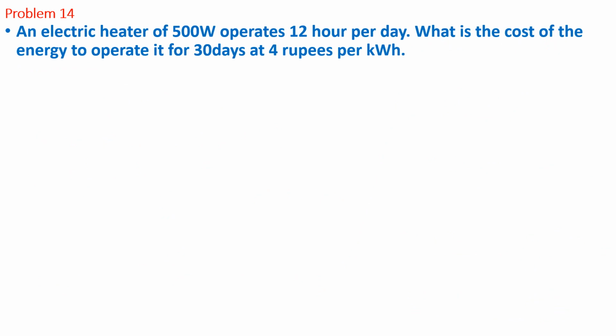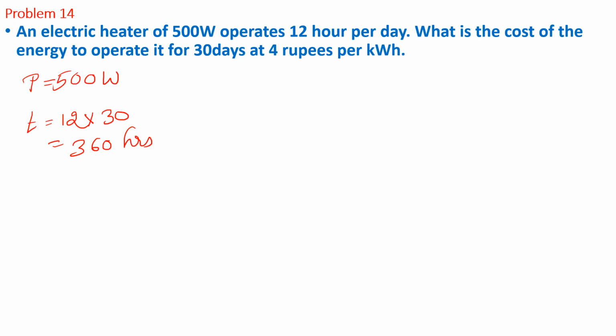The next question which is asked is: an electric heater of 500 watt. That is given. What is watt? Watt means nothing but power. Power equal to 500 watt. It operates for 12 hours per day. What is the cost of the energy to operate it for 30 days? That means total time is 12 hours a day into 30 days. So 30 into 12 is equal to 300 plus 60, so 360. So it will be operated for 360 hours.